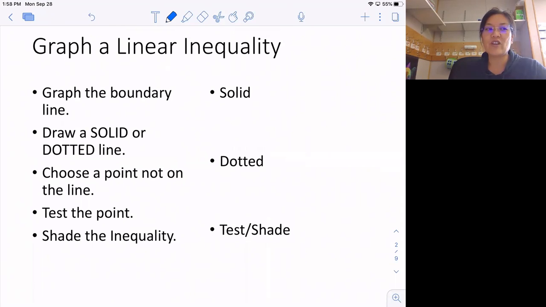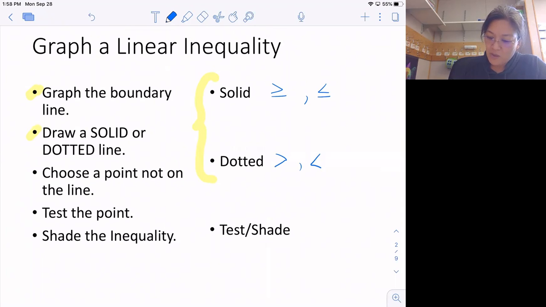All right, so graphing a linear inequality. It is not very much different than graphing a line, and graphing the line is the first part of this. So step 1 is to actually graph the boundary line. We are either going to draw a solid or a dotted line. It is a solid line if it is greater than or equal to, or less than or equal to. It is a dotted line if it's strictly greater than or strictly less than.